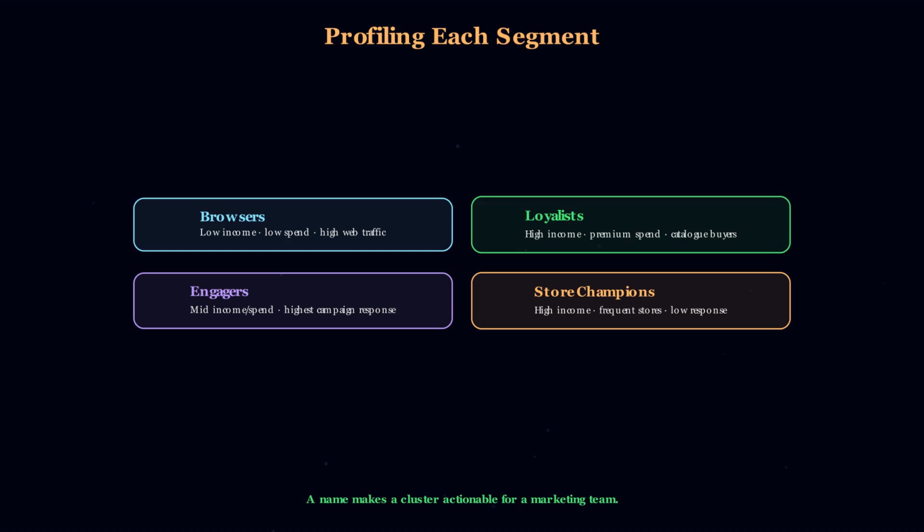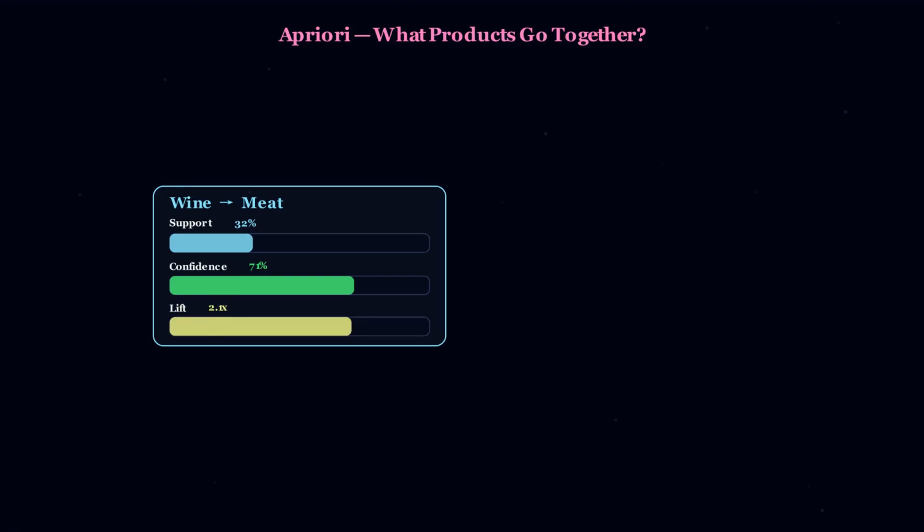Give each segment a name. A name makes it actionable for a marketing team. Step 7. Apriori association rules. What products do customers buy together?